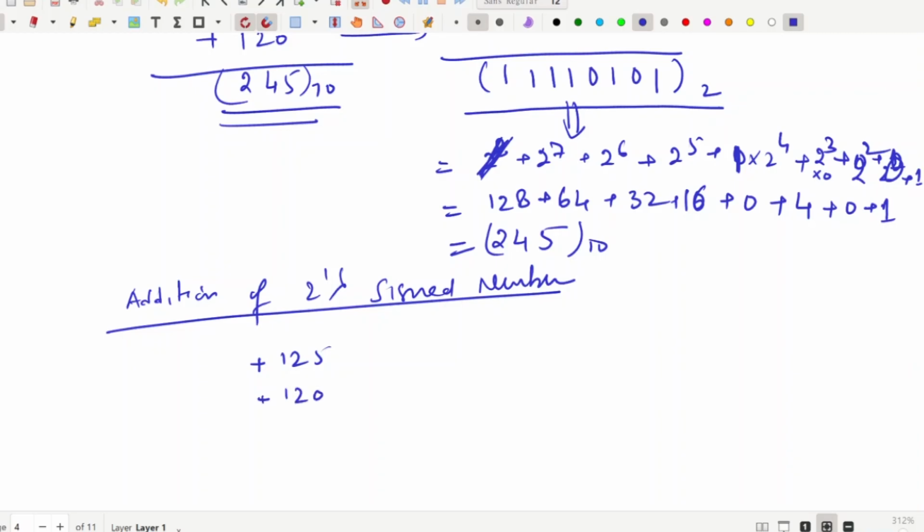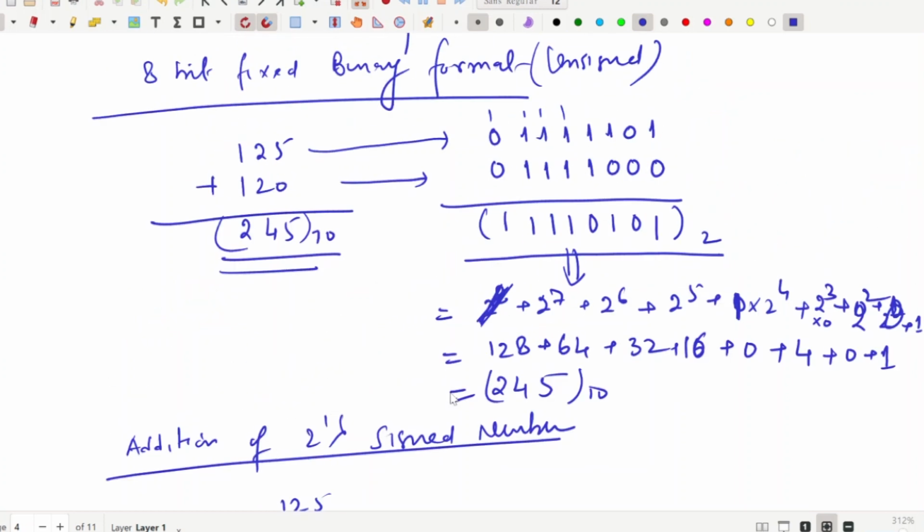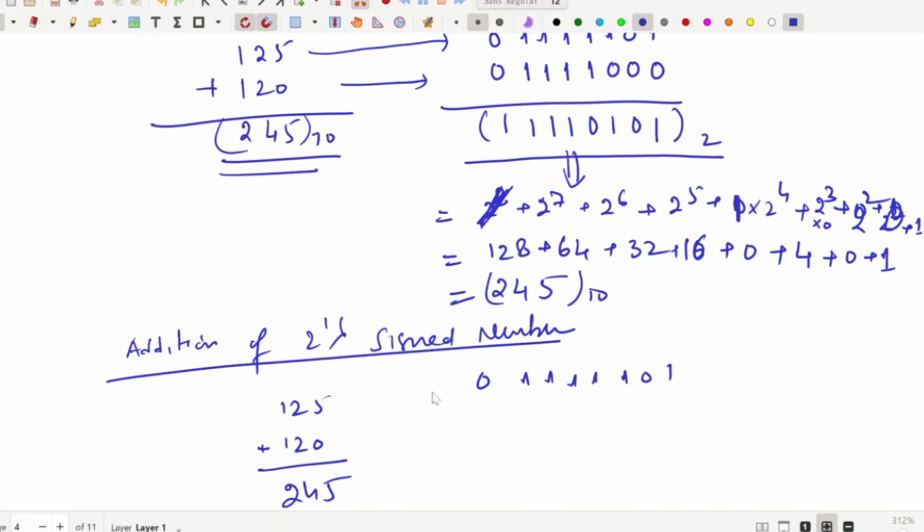And in the same way, for representing it in 2's complement or 1's complement, the positive number is just represented as the binary equivalent of that number in the given bit format. So here 125 is just previously written as this: 0 1 1 1 1 1 0 1, and 120 is 0 1 1 1 1 0 0 0, and when we add both numbers, this is 1 1 1 1 0 1 0 1.